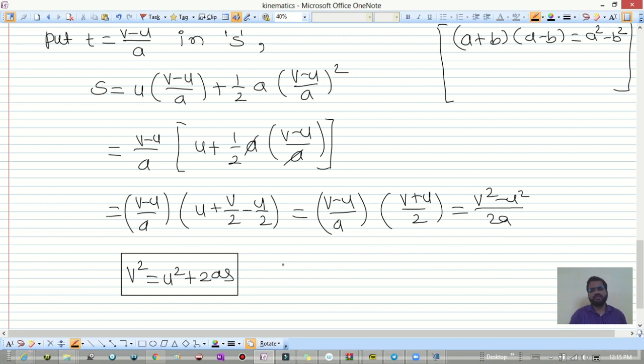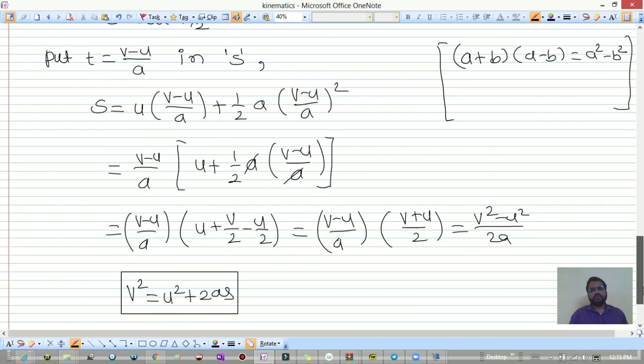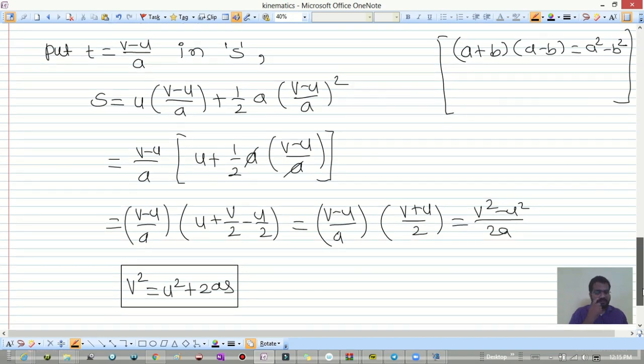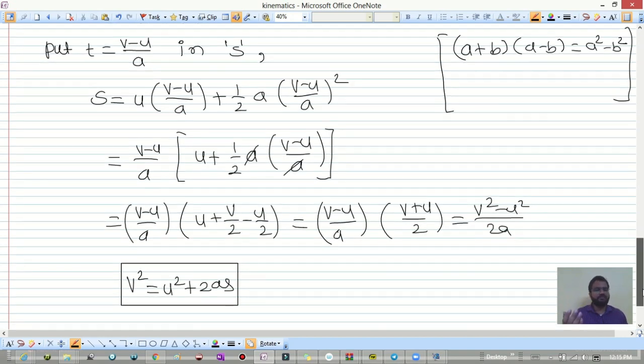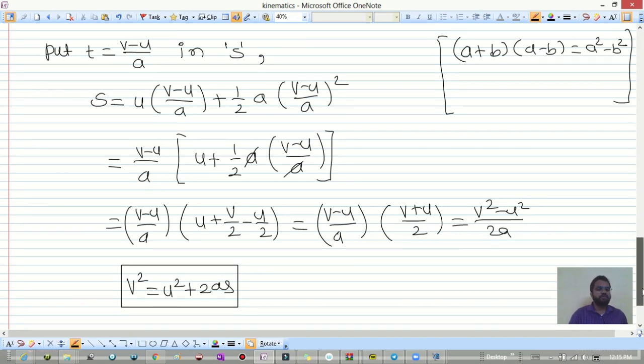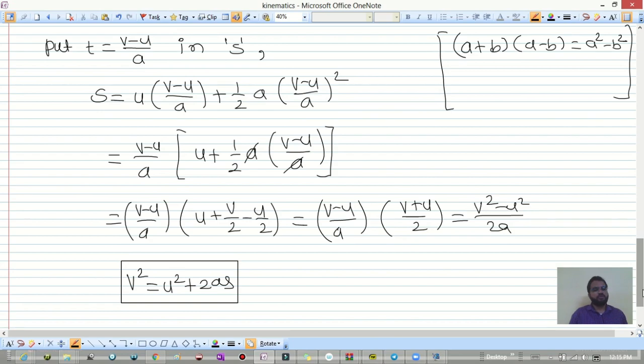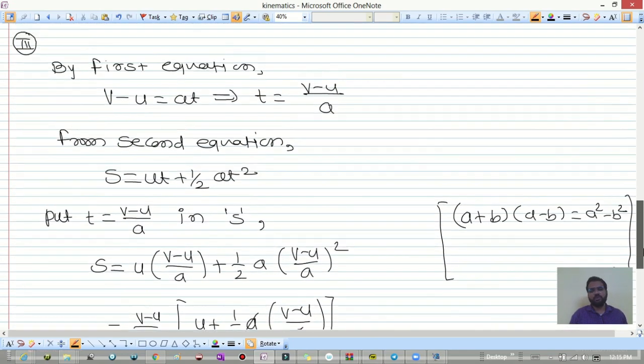And this is the third equation of motion which we have, right? So first equation is v is equal to u plus at, second equation is s is equal to ut plus half at squared, and third equation is v squared is equal to u squared plus 2as. So I hope all these equations are clear to you all.